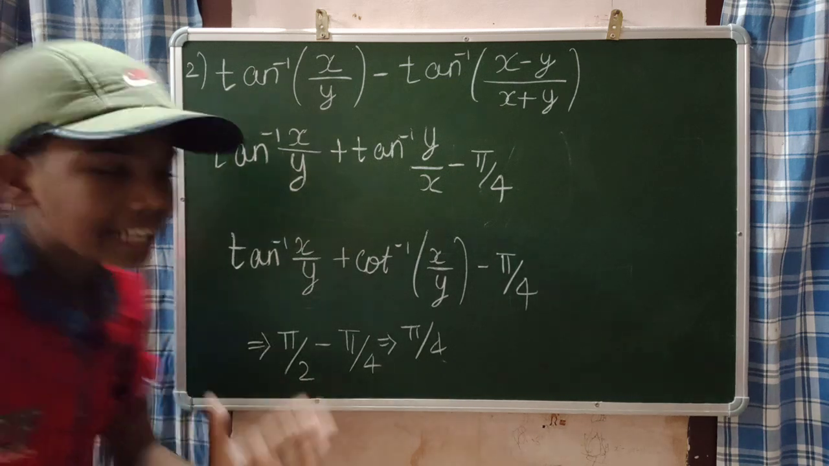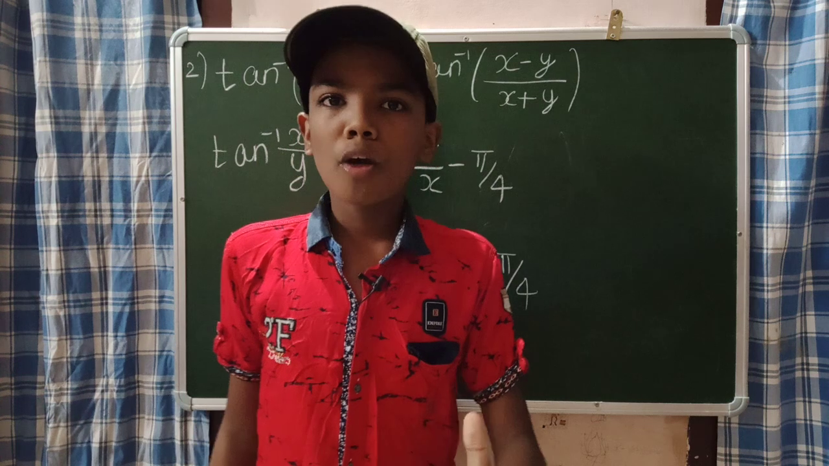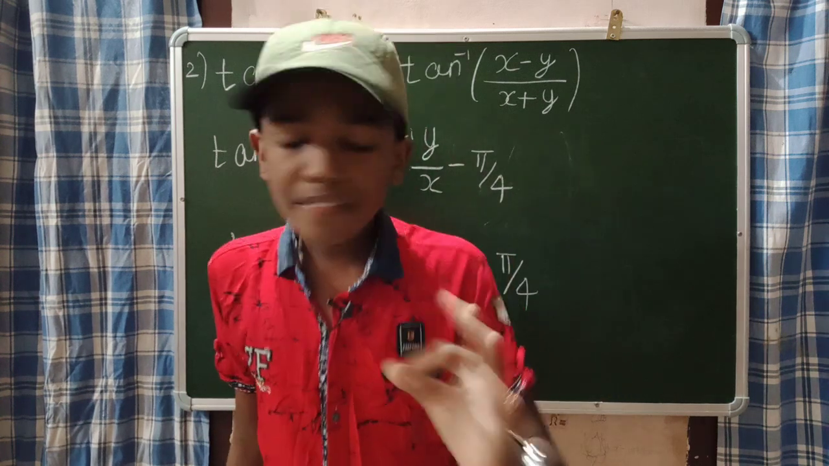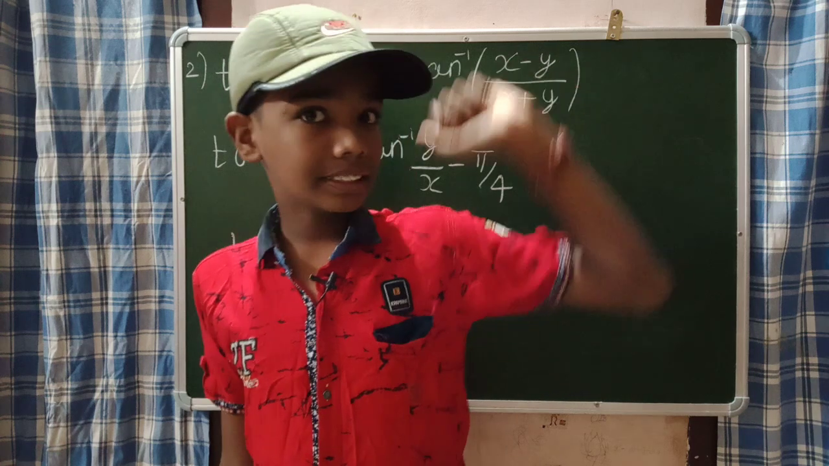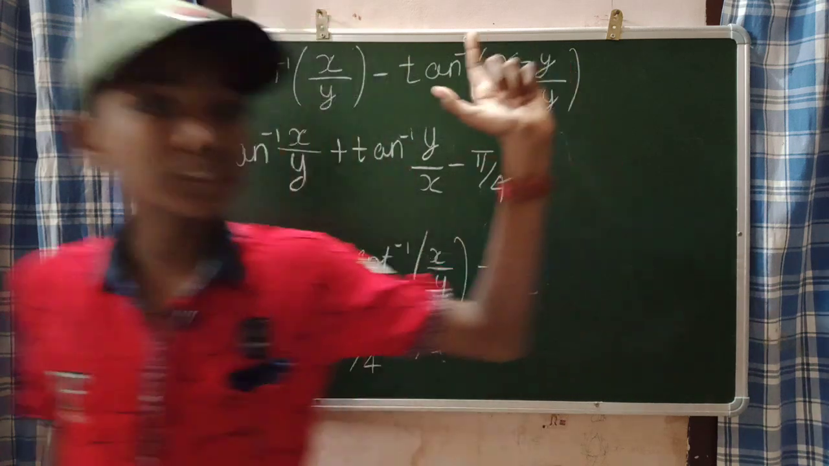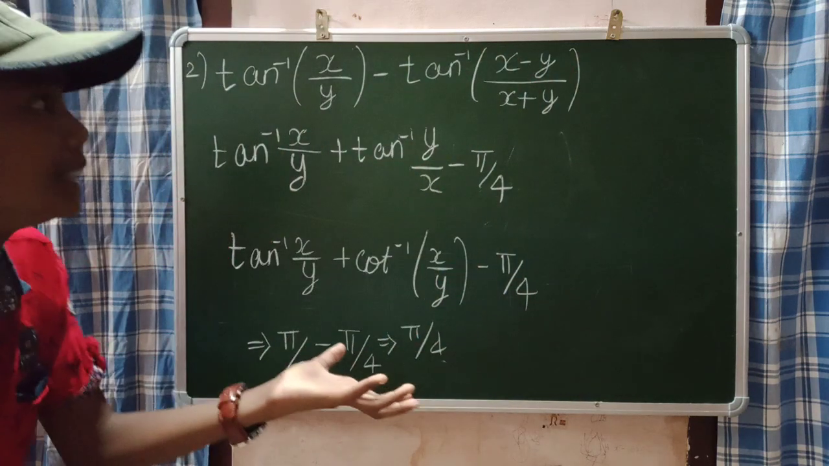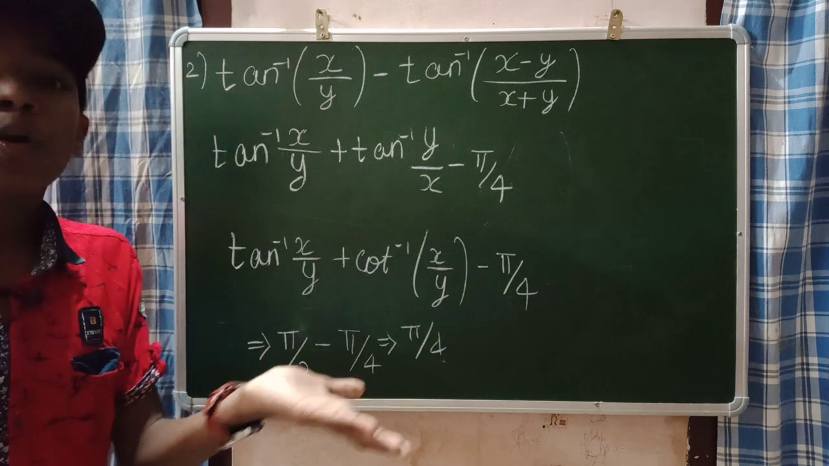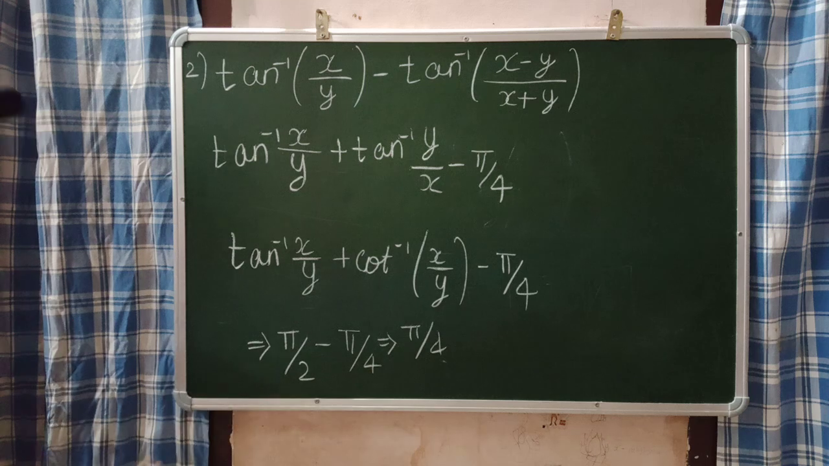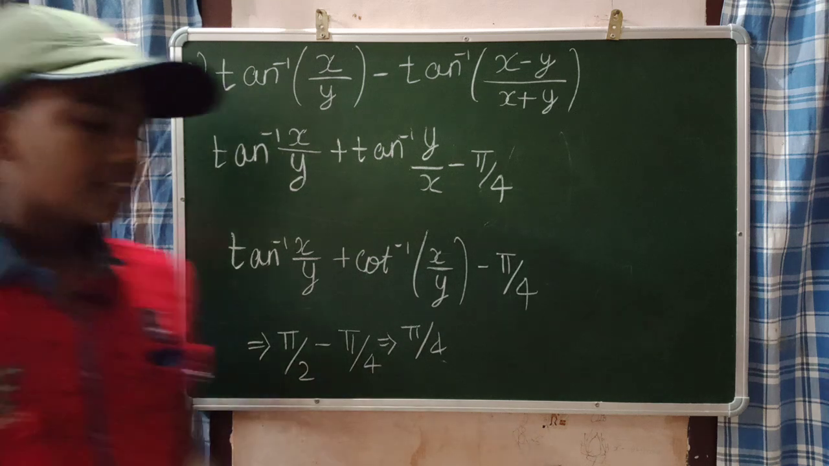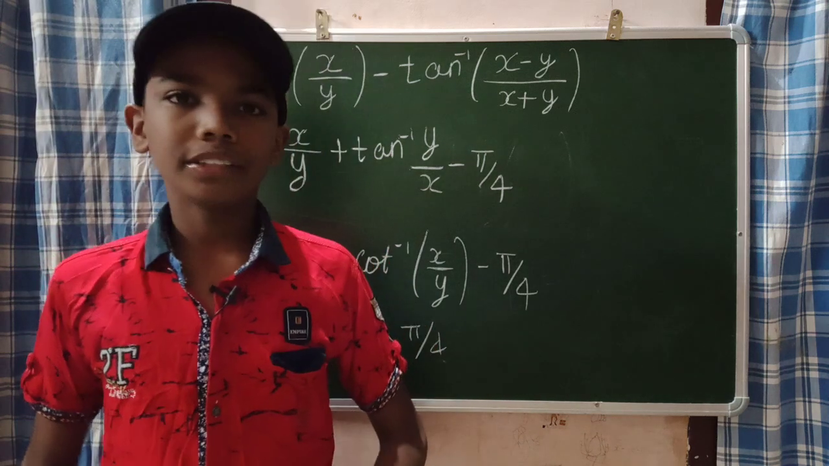So guys, please understand, inverse trigonometry properties are very important. Even in JEE Mains, do you know this question was asked in JEE Mains? This is an easy question, but it can be expected in your CBSE term 1 examination. Okay, so the answer is pi by 4, guys. So that's all about this question. Let us move on to our next question.